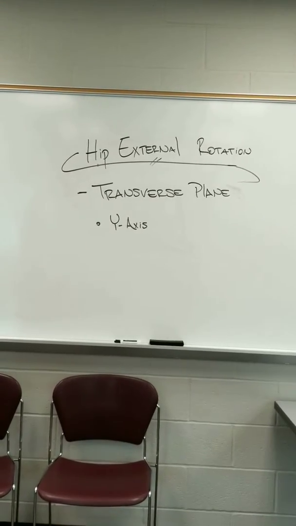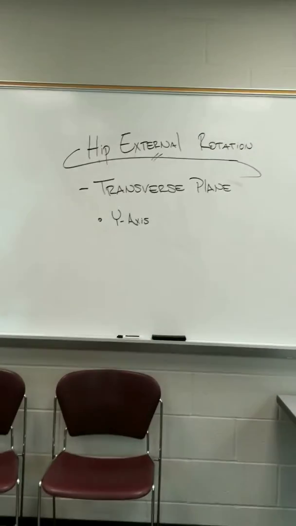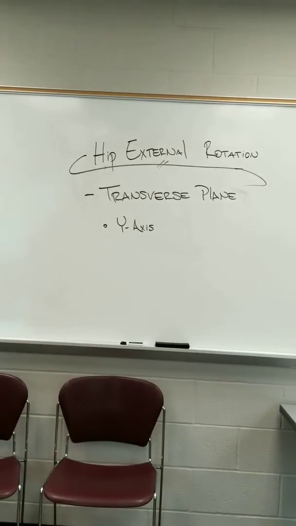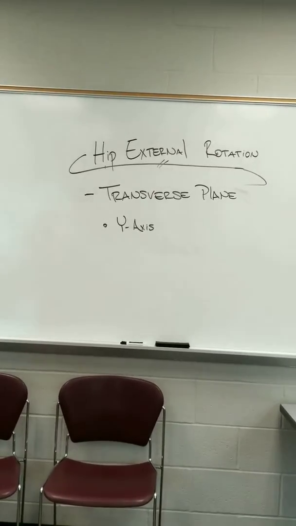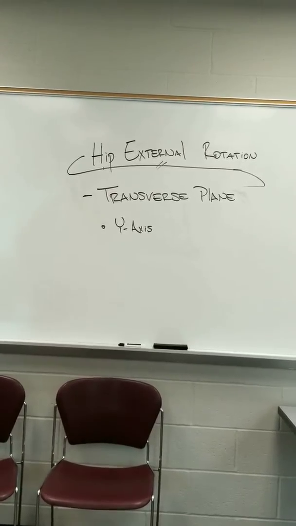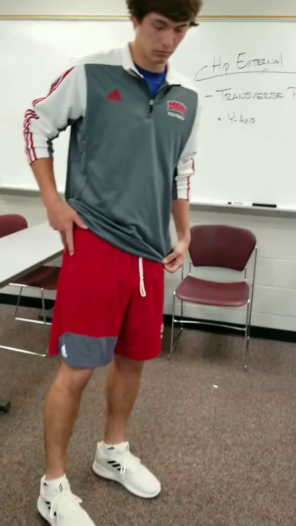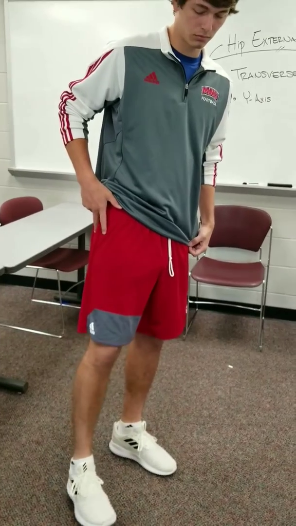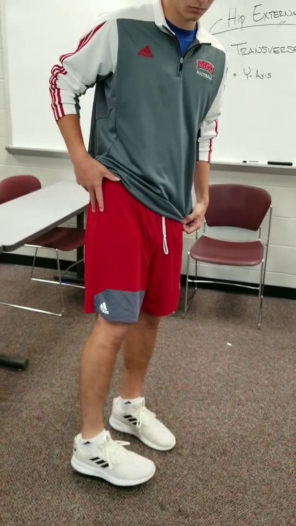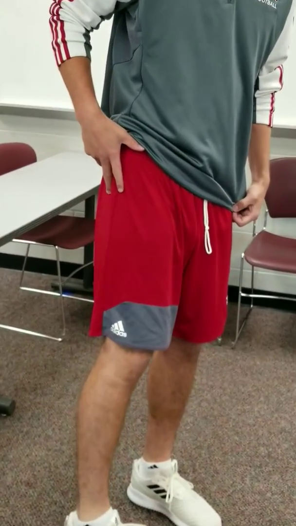Lastly, we have hip external rotation. External rotation is bony segment movement around a vertical axis and away from the midline. It takes place in the transverse plane and rotates around the y-axis.